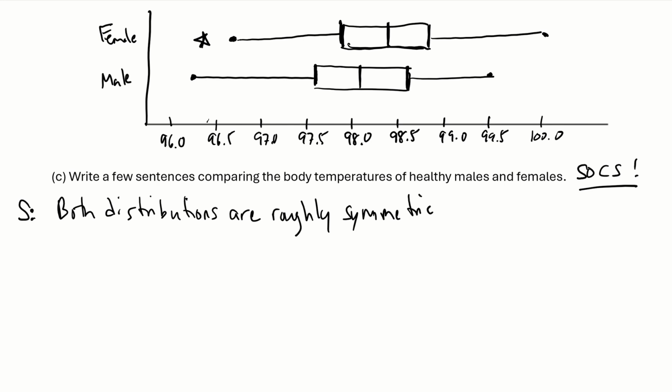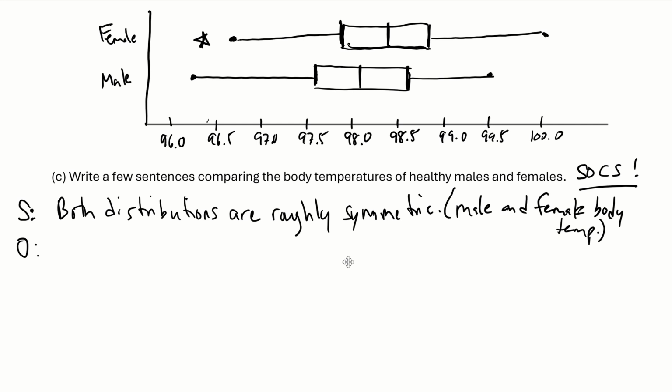Both distributions are roughly symmetric. And so that's S, right? And then O for outliers. Now we also have to talk about context, right? So we also want to include context. So both distributions... I'm going to do a little bit of context. Okay, so male and female body temperatures. Just to include context there.